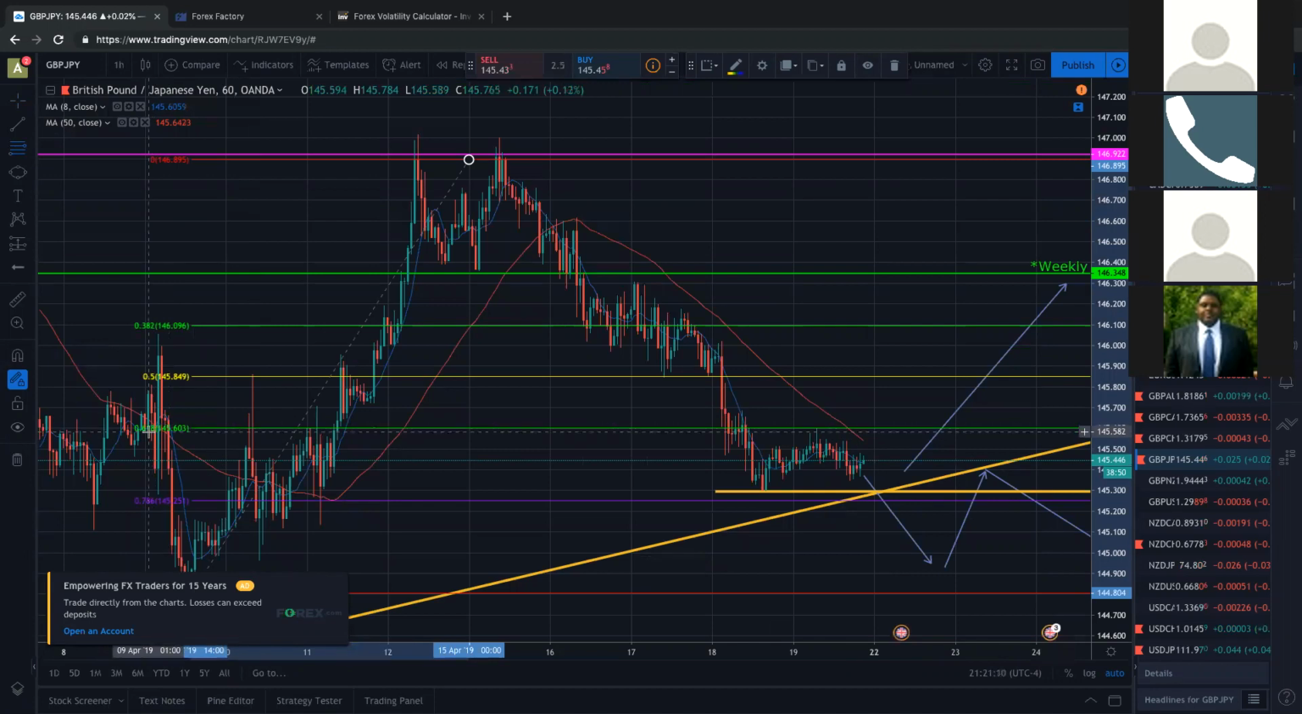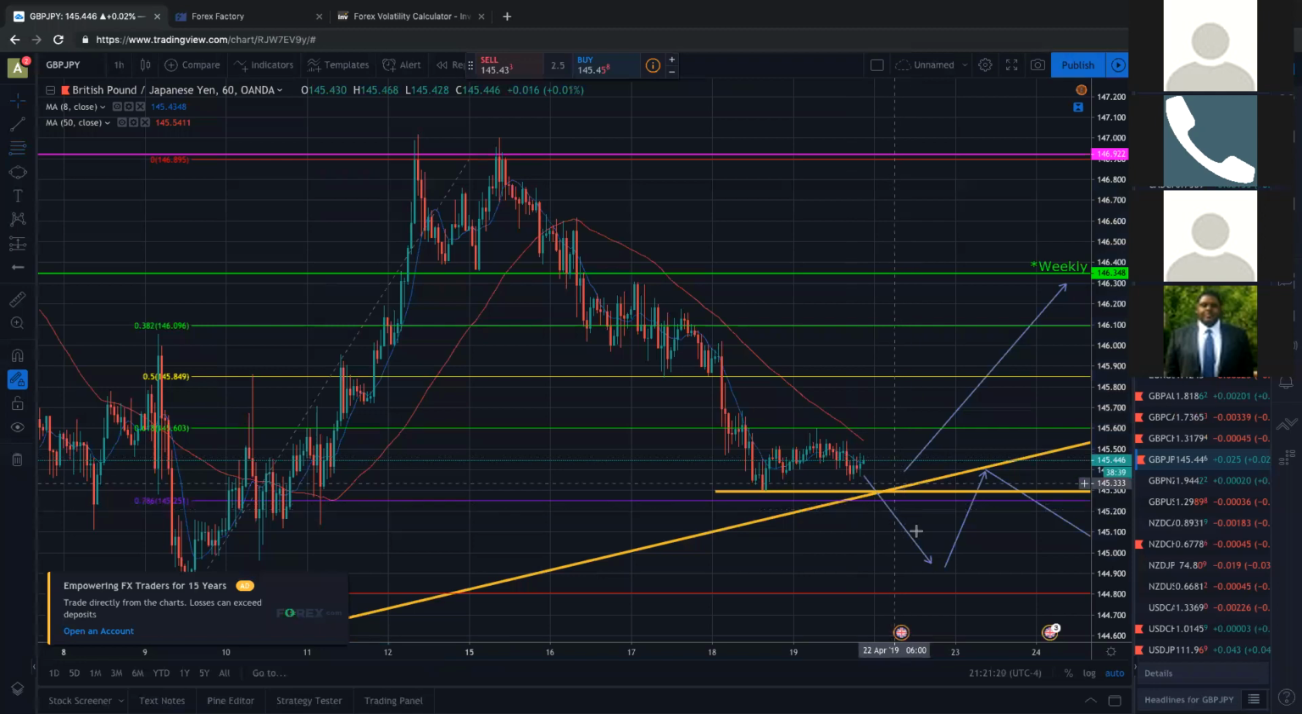Right now, it broke below the 618, so we may be looking at some type of bearish movement a little bit further to the downside, right? But we want to see what happens at this level here. Will it break, fall, or will it hold, and then retrace back to the upside? Okay.